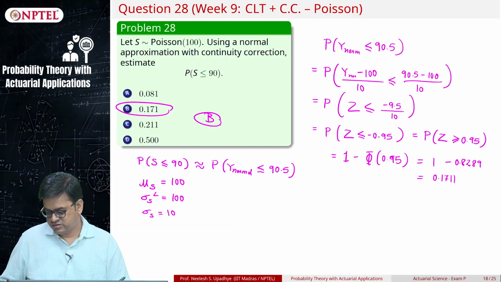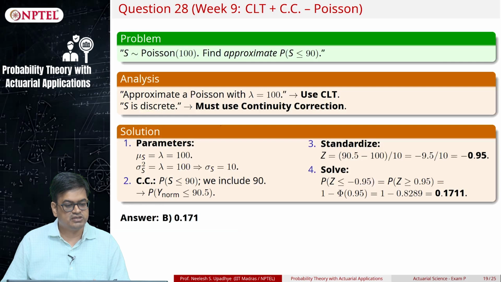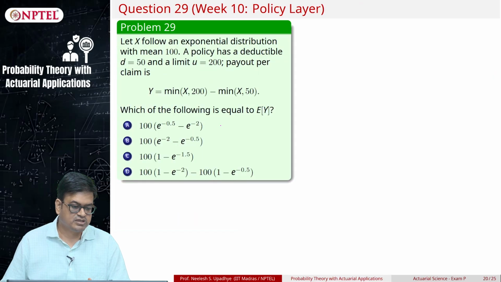So, this is how you will solve the problem. We have used the topic central limit theorem, the trap was continuity correction, and this is normal approximation to Poisson. Okay. Let us move on to the next question, which is question 29. You can go through the solution, which is in printed form, a 4-step solution, and let us move on to the next question, which is related to layer policy.